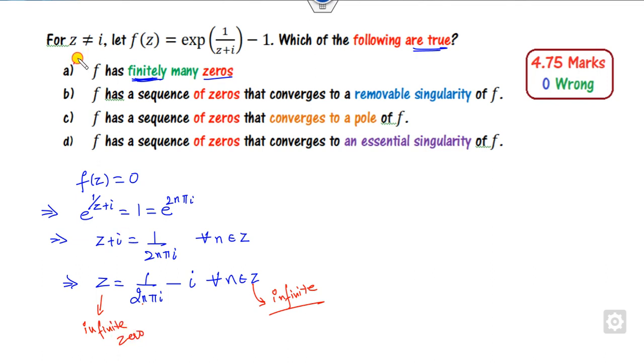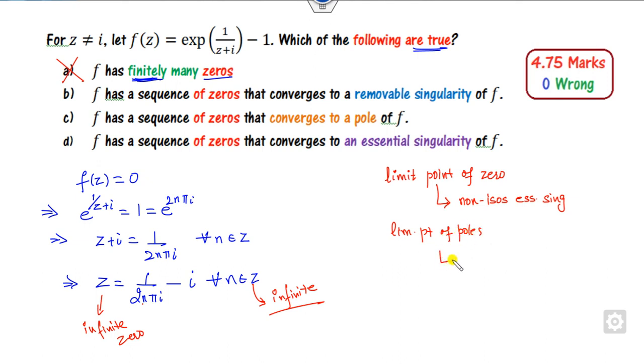So it means the first option is cancelled out. Now the second one is that the removable pole or essential singularity. How can you do that? You can simply use this concept: you can find the limit points of the zeros. What is the limit point of the zeros? It always gives a non-isolated essential singularity. But if you find the limit point of the poles, what does it give you? It gives you isolated essential singularities.